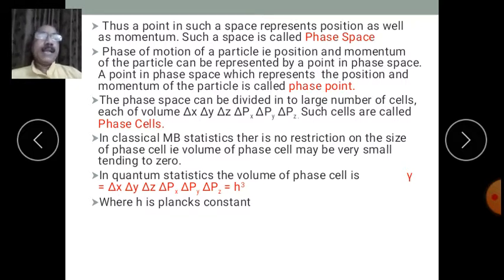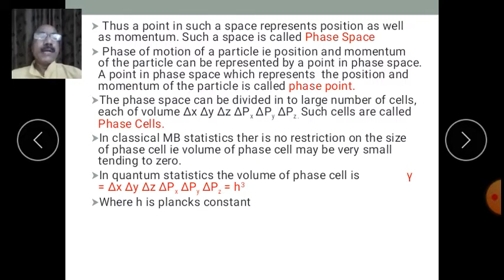In the classical Maxwell-Boltzmann statistics, which we are going to study in the next video, it is a classical statistics. According to this statistics, there is no restriction on the size of phase cell. So phase cell can have a minimum volume tending to 0. So there is no restriction on the size of phase cell according to Maxwell-Boltzmann statistics.